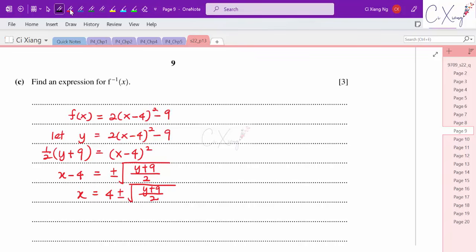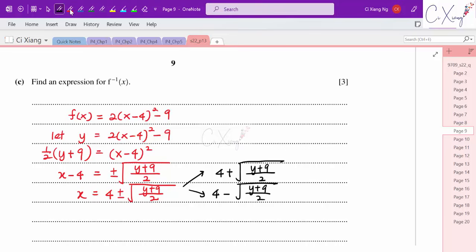Okay, so for the steps that we are having here, basically we have two answers for the inverse function. The first one is 4 plus square root something. Another one is 4 minus square root something. So which one is the correct inverse function that I should choose?